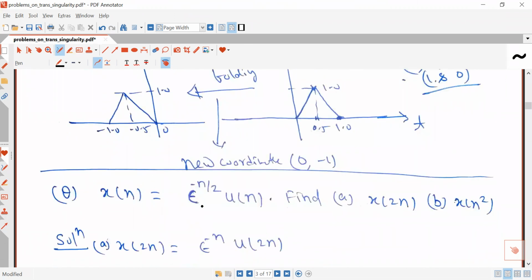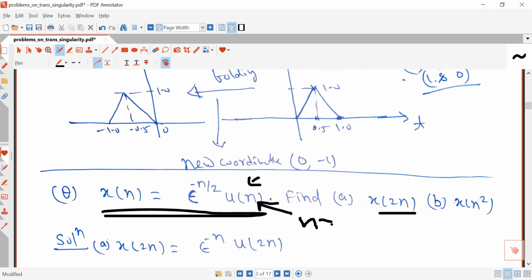Now let us consider the second problem. Here x(n) is given and you have to find x(2n). You must remember this is a unit step function, and I will discuss this function in the next lecture. The value of this unit step will be 1 when n is greater than 0. So if x(n) is given and you have to obtain x(2n), obviously this is time scaling and the signal will compress.